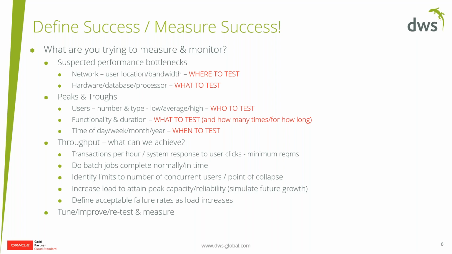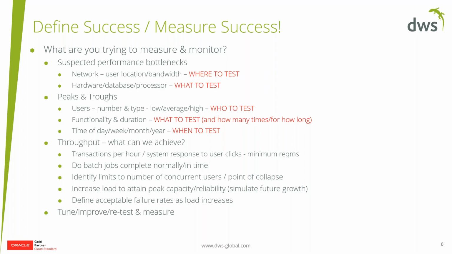Do our batch jobs complete normally in time? Do we have a particular set of jobs that have to finish within a set amount of time overnight, for example, to ensure that the next day's business operates correctly? Identifying the limit to the number of concurrent users. What is that point of collapse?